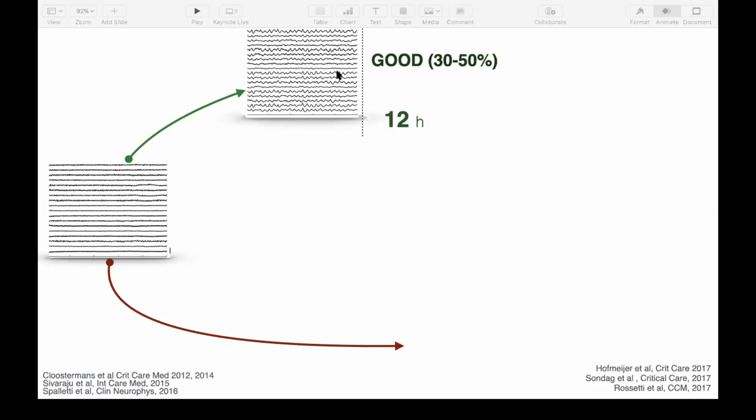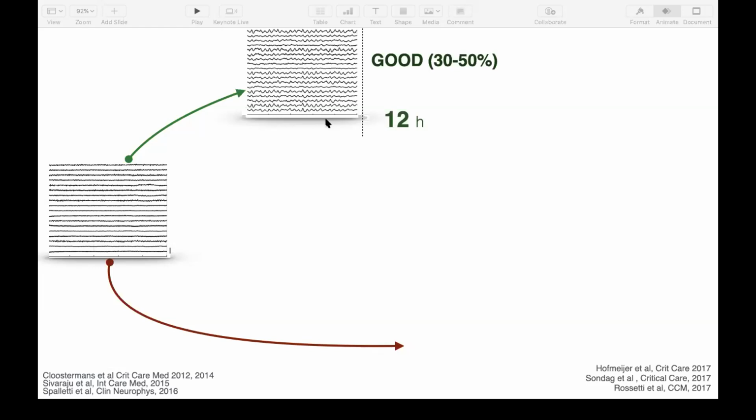And if after 12 hours after cardiac arrest, we observe a continuous EEG, not low voltage, continuous patterns, irrespective of the frequency, then those patients do neurologically very well. And the sensitivity of that observation is probably closer to 50% than to the 30% indicated here. So approximately 50% of those patients can be identified in this way.